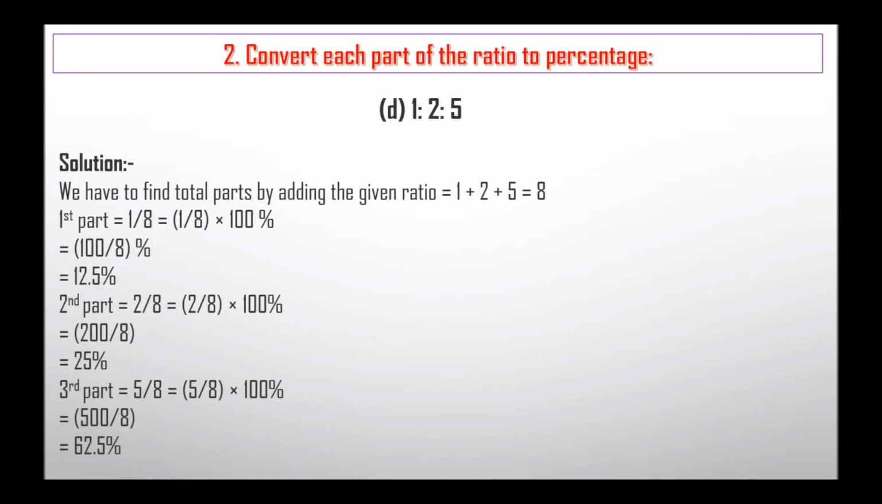Next, 1 is to 2 is to 5. So 1 plus 2 plus 5 is 8. So first part is 1 upon 8 into 100%. So 100 upon 8%, that is 12.5%. Second part, 2 upon 8 into 100%. So 200 upon 8, that is 25%. Third part, 5 upon 8 into 100%. So 500 upon 8, that is 62.5%.